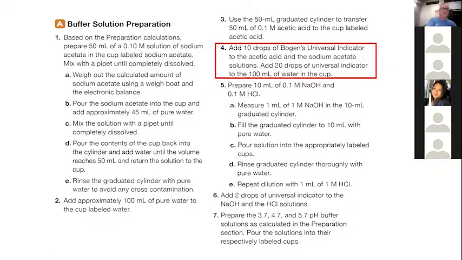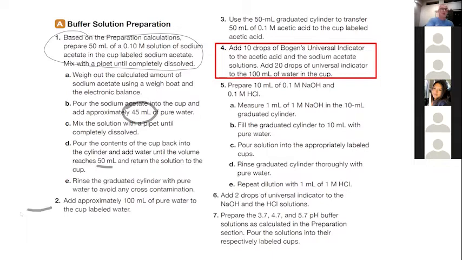So we're going to make 50 mils of 0.1 molar sodium acetate. So figure out how much you're going to need and then add it to about 45 mils of water and just stir it until it dissolves. Pour it back into the graduated cylinder and add water to get to 50. That ensures that you've got the right volume, and then rinse the graduated cylinder.